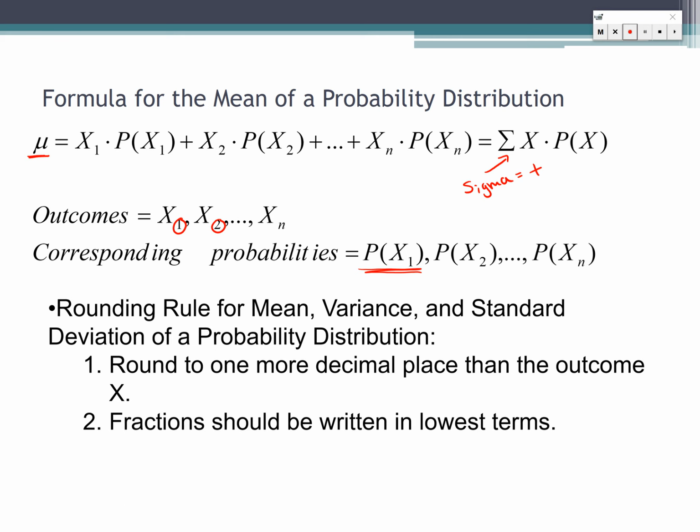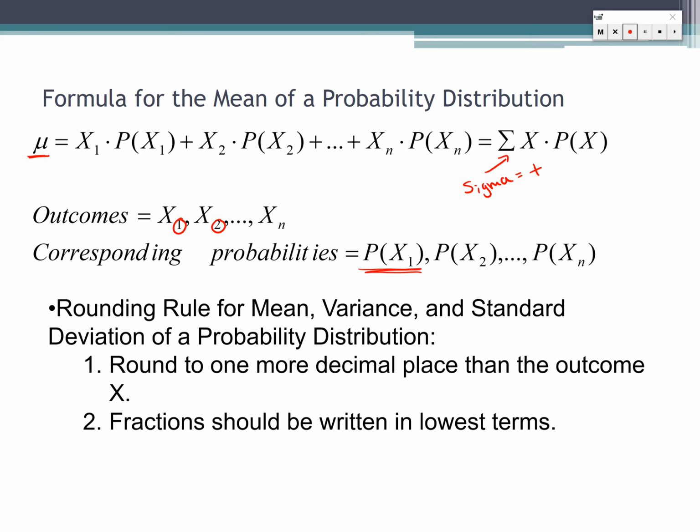Your rounding rules: go one more decimal place than the outcomes, so whatever your outcomes happen to be. For tossing the coins, looking at the number of heads, the outcomes were 0, 1, and 2. They were to the nearest whole number. So if we would have had to round, we would have gone to the nearest tenths. Go to one more decimal place value than your outcomes themselves.